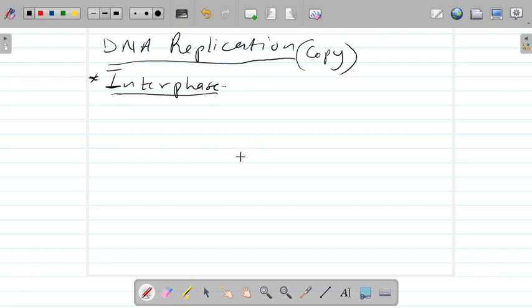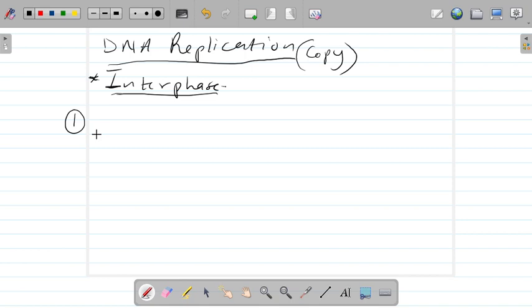So how does it do that during the synthesis phase, the S phase, in preparation for mitosis? That's what we're going to be looking at, right? Good. Now, how do we look at it? We're going to be looking at it in steps.